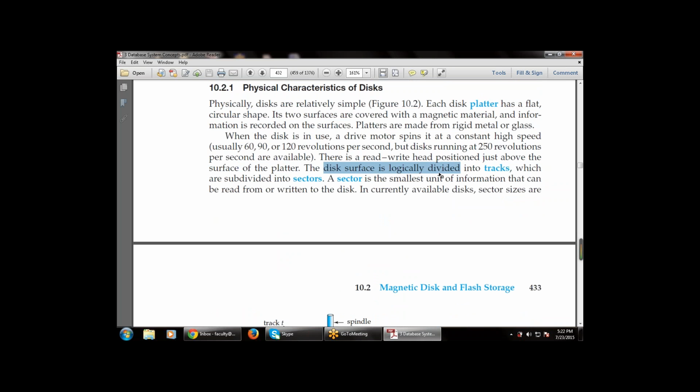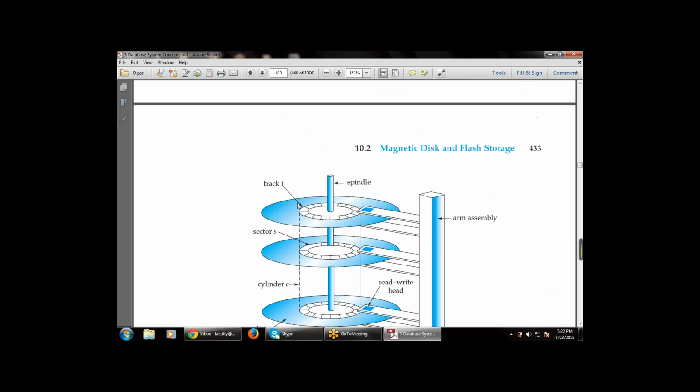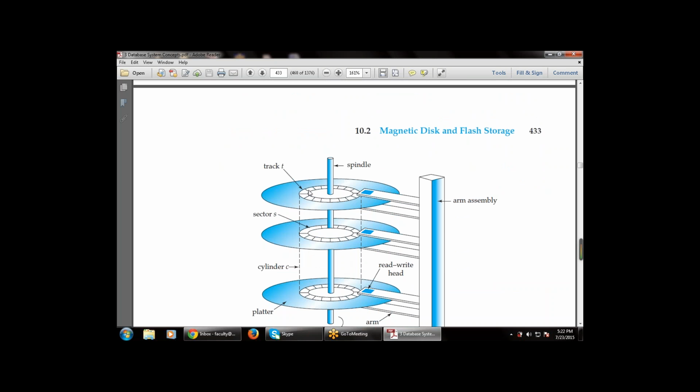The disk surface is logically divided into tracks. So the disk surface is divided into different tracks. These are the various tracks, and there are various sectors. These lines, or these boundaries, are known as the tracks.